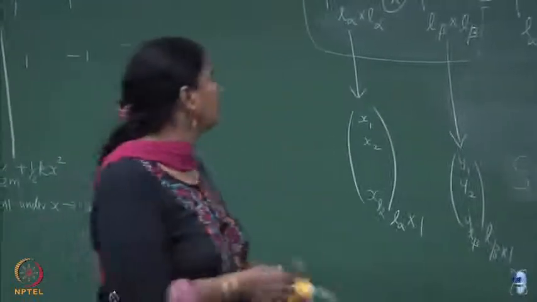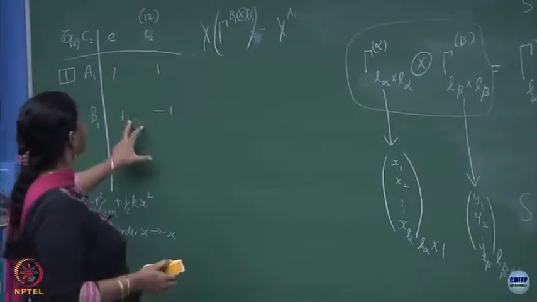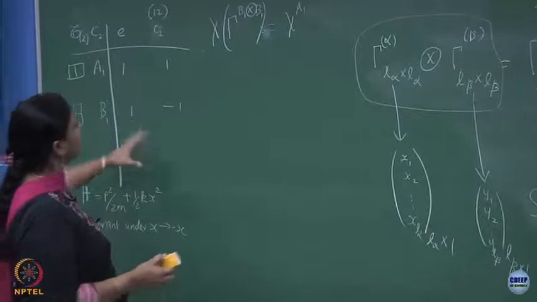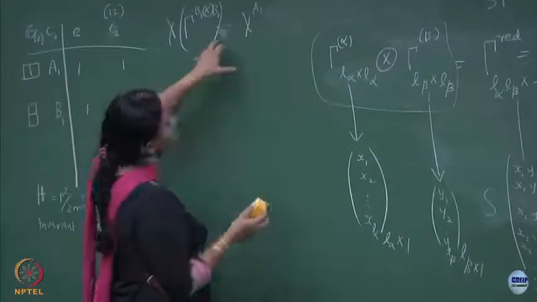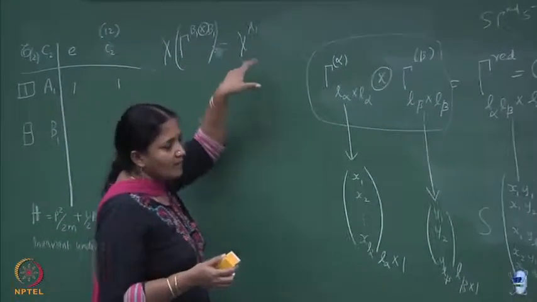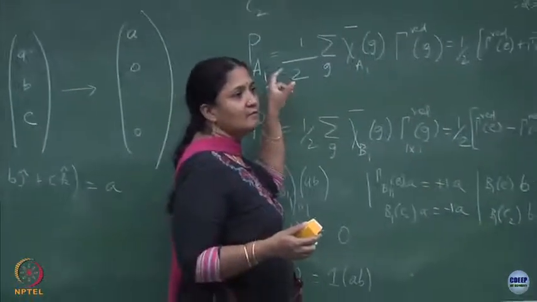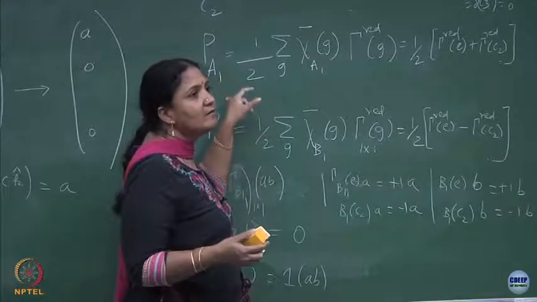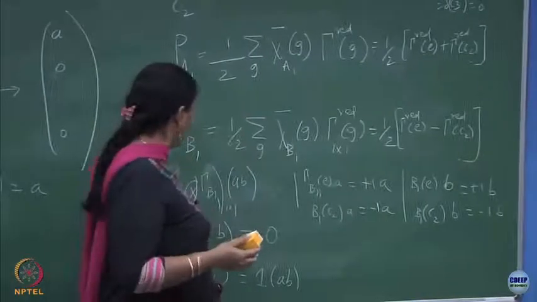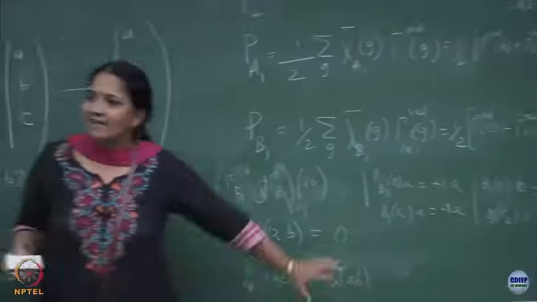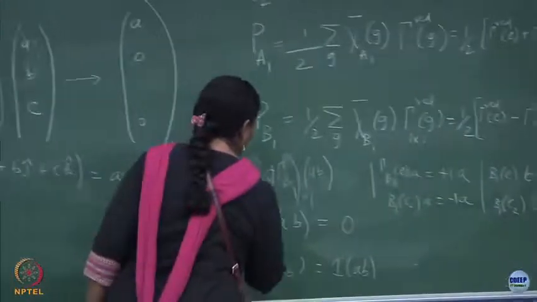I am just trying to argue the characters also multiply. If you just multiply the characters, what do you get? Do you get A1? B1 times B1 will give you A1, and then you can also show that the projection operator PA1 on AB will give you plus AB, but PB1 on AB will be 0. This I will leave it to you to check, please check it, it should happen. So, please check this if in case you have not checked it.